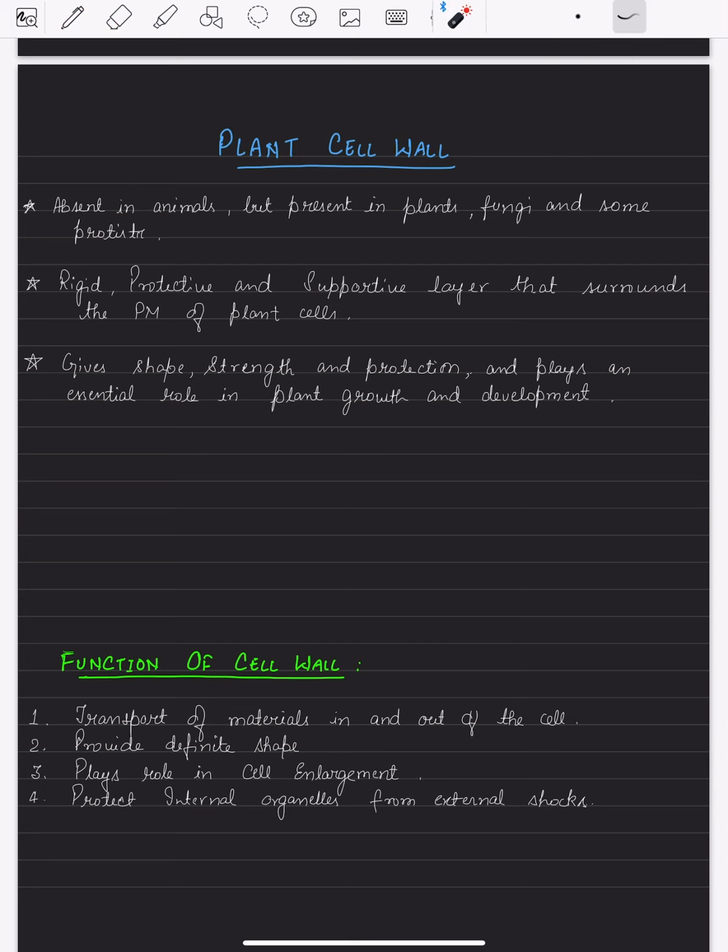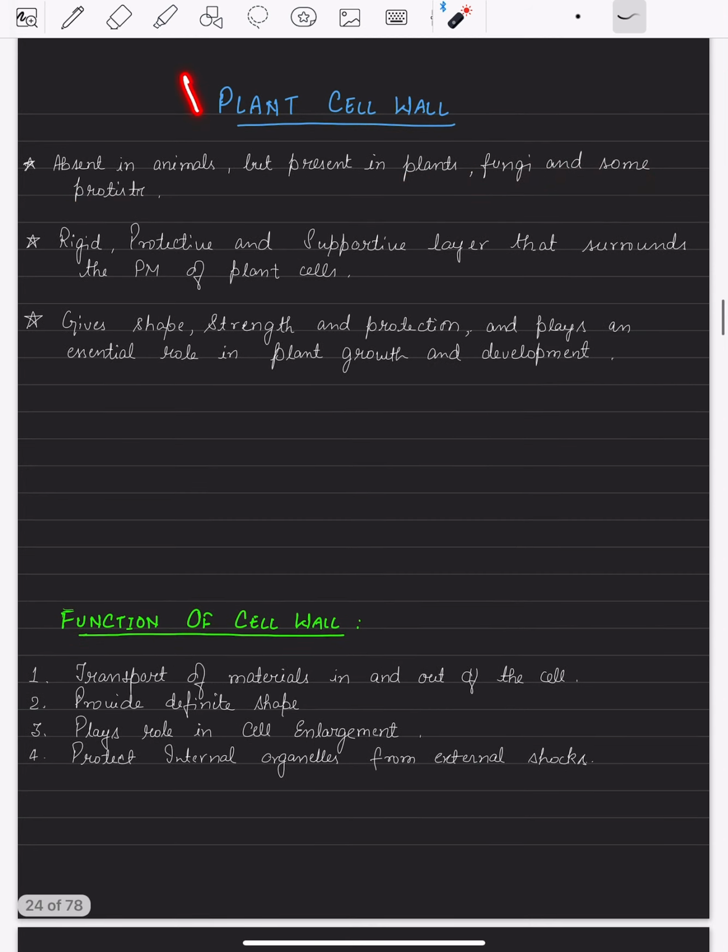So I'm again here with another topic related to cell biology only. In the last video, I discussed the cytoskeleton. Today I'm going to let you know about the cell wall. Although the cell wall is absent in animals, it is present in plants, fungi, as well as some protists and bacteria also. But today we are going to focus only on the plant cell wall.